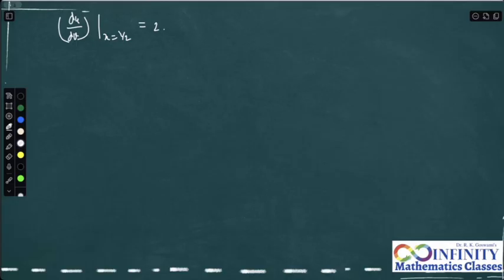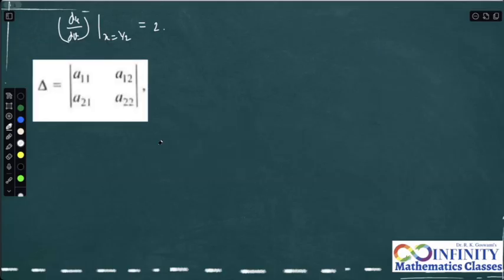So let me just take you to 2 by 2 and 3 by 3 cases separately. Suppose a determinant is given to you. What is a determinant? A determinant is nothing but a real number. And if it is a real number, we should be able to write it as an expression like we used to do before. Certainly we know the expression: a11 a22 minus a21 a12. So we are writing this.